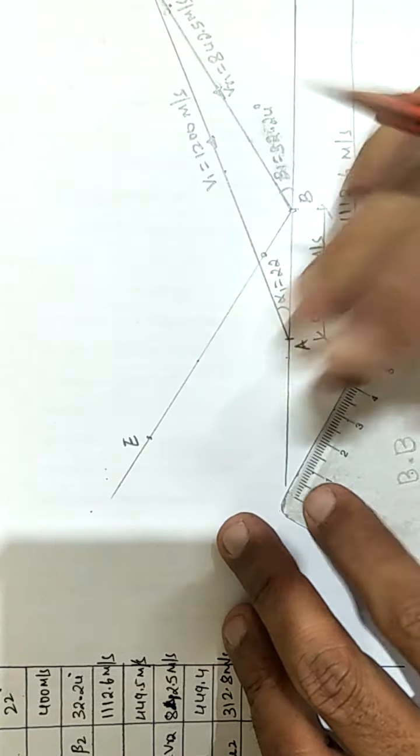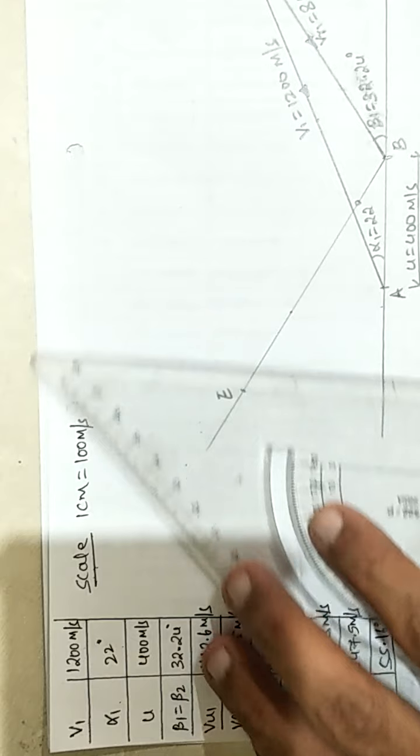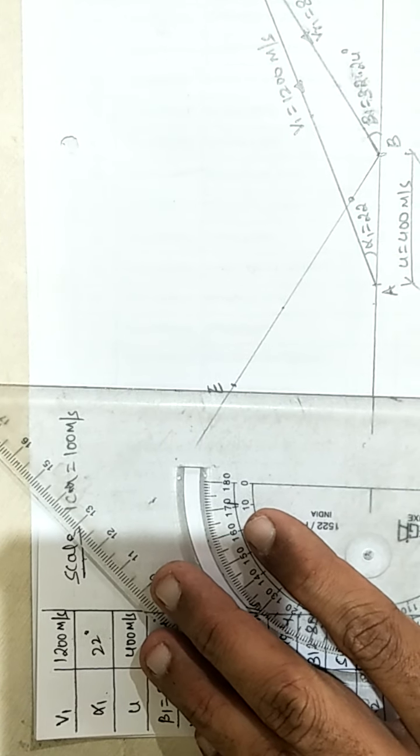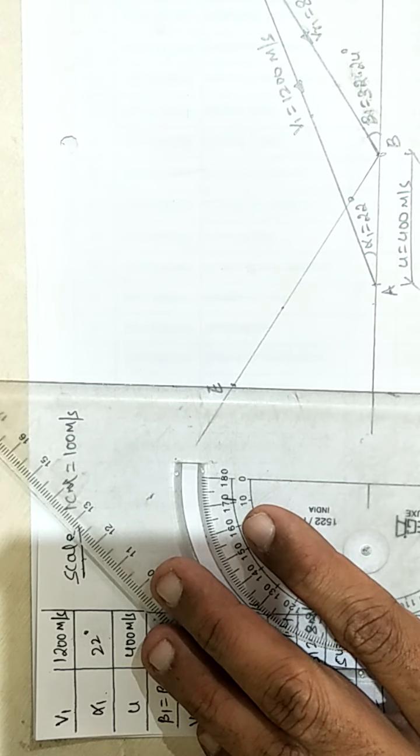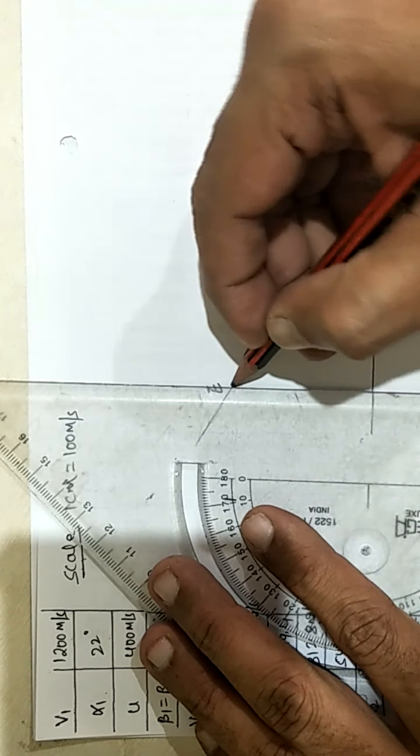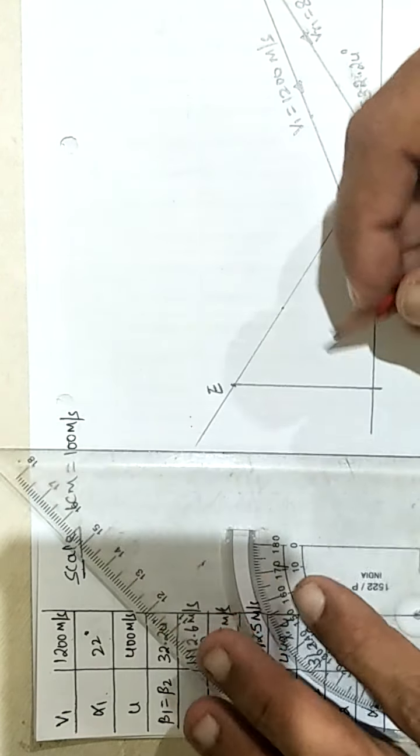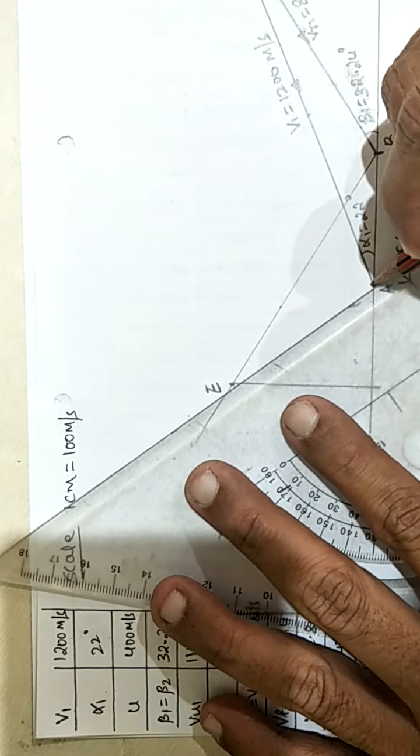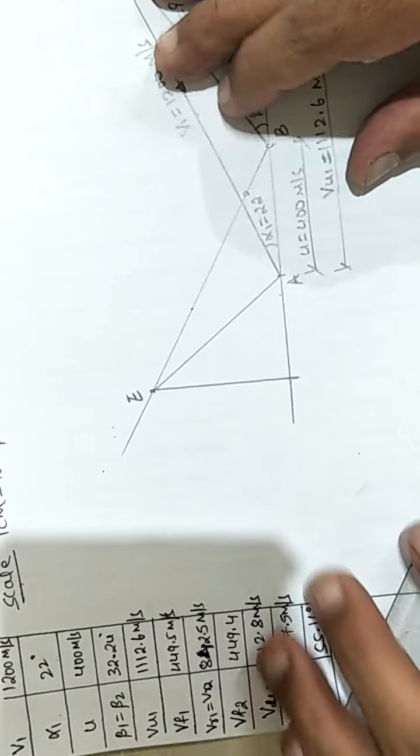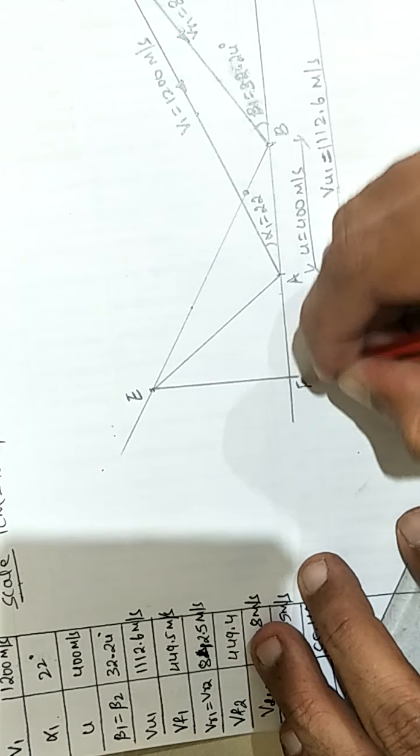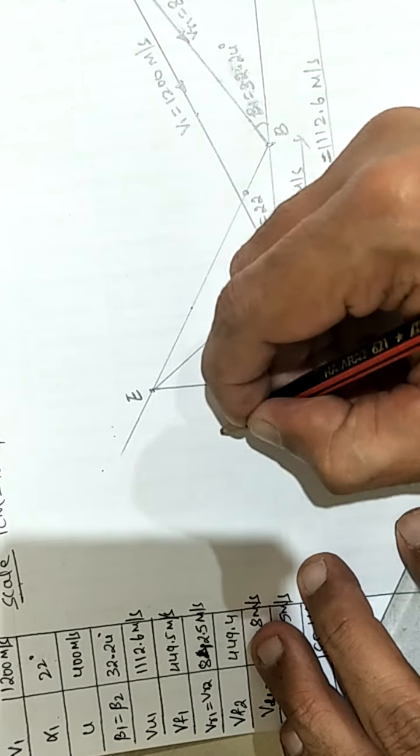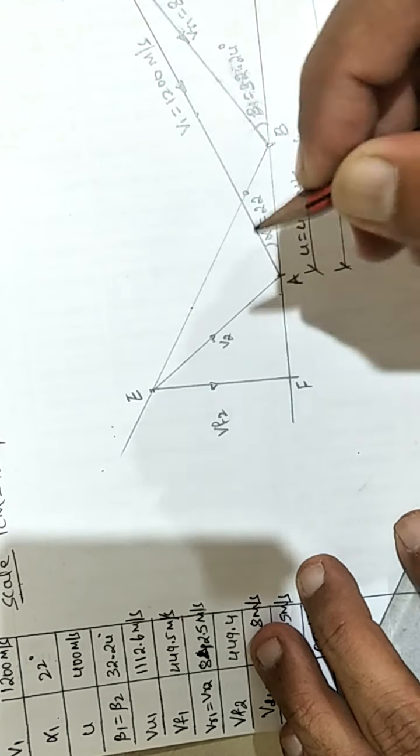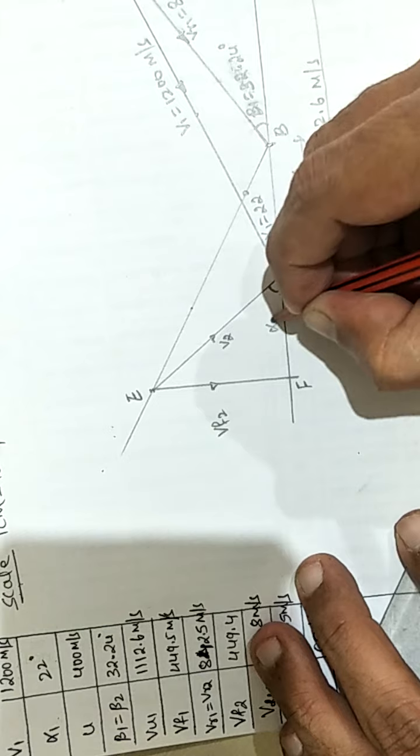So this is point E. From point E draw a vertical line downward, right? So this is vertical, then join EA. So this is A, B, C, D, E, F. This is point F, this is VF2, and this is V2, and this is alpha 2.